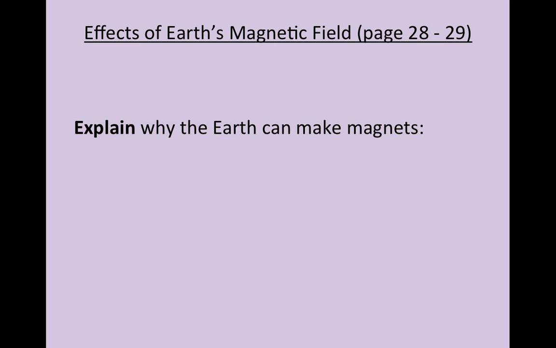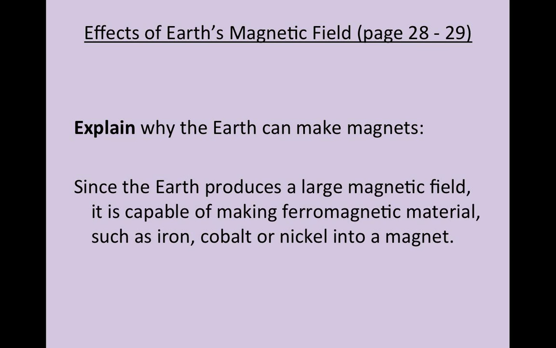Alright, next section, effects of Earth's magnetic field. Explain why the Earth can make magnets. Please pause the video, go around the circle just like you've done before, have everyone share what they came up with. Alright, you're back. Since the Earth itself has a large magnetic field, it's capable of making ferromagnetic material, such as iron, cobalt, and nickel, into a magnet. So you can make natural magnets with them, iron, cobalt, nickel, if they're sitting in a particular direction, you can get a magnetic field from the Earth to give those a magnetic field.